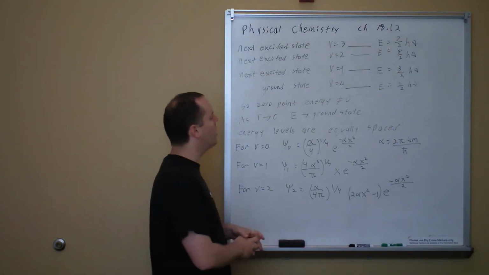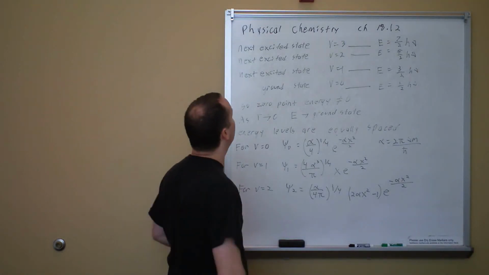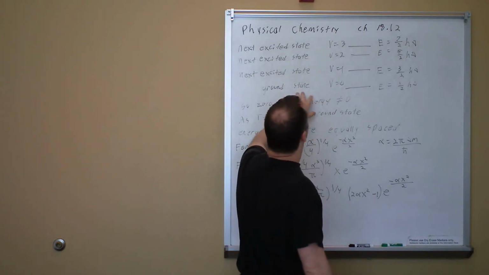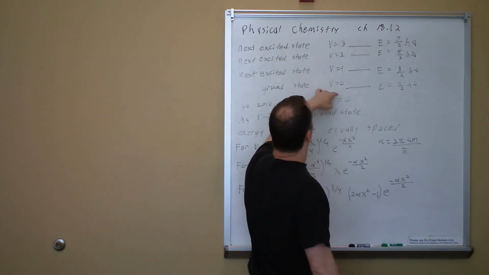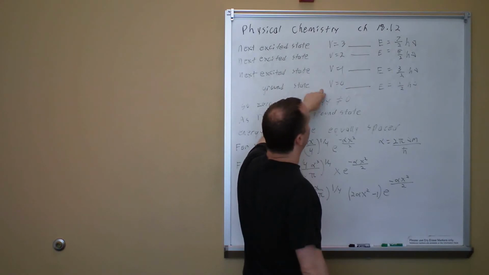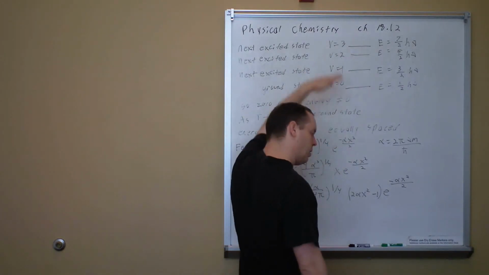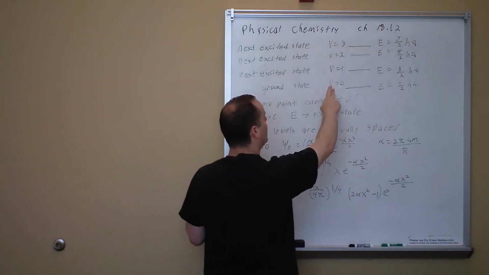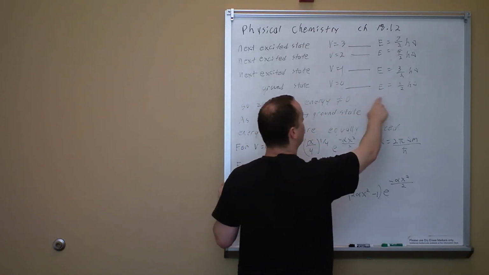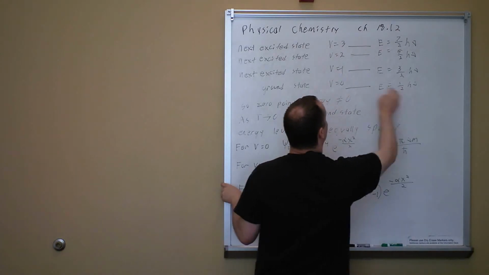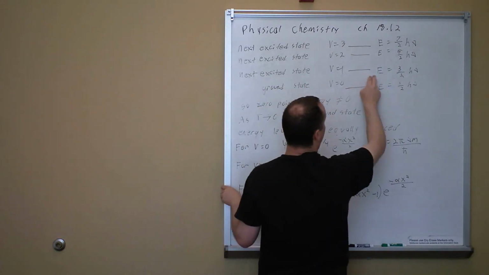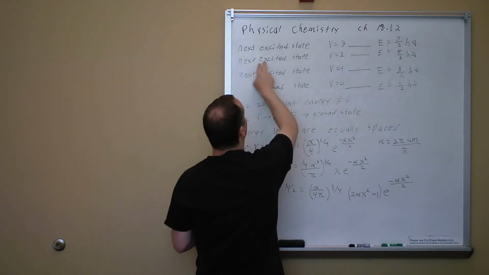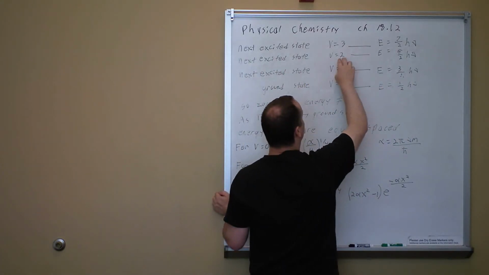Continuing on Physical Chemistry, Chapter 18. We're in Section 12 still. So we've got energy levels here. We're going to start at the bottom because that's the ground state. And this is for vibrational energy levels, or the one-dimensional harmonic oscillator in quantum mechanics. So we start at vibrational quantum number v equals 0. So the energy would be 1/2 h nu. Then the next excited state, for v equals 1, the energy would be 3/2 h nu. And then the next excited level up would be v equal to 2.